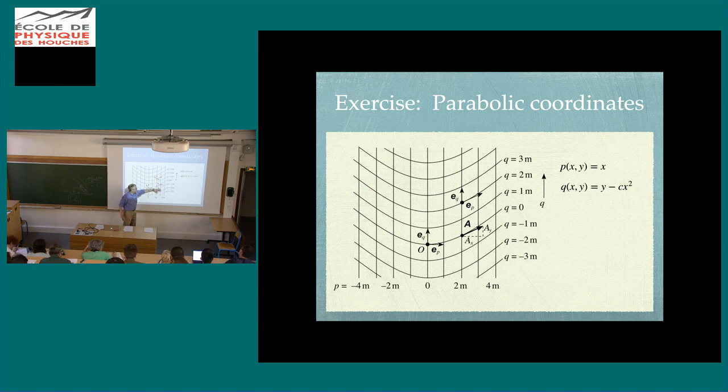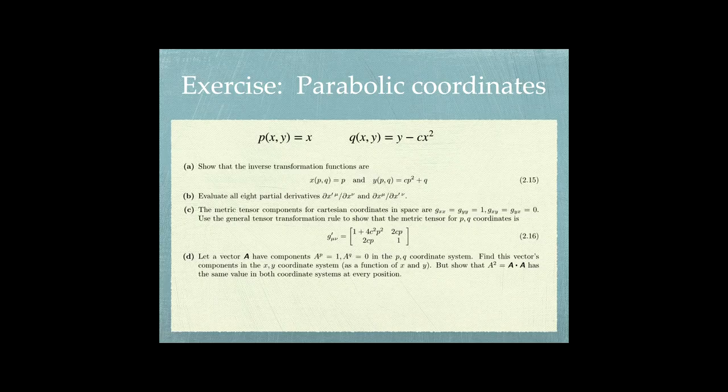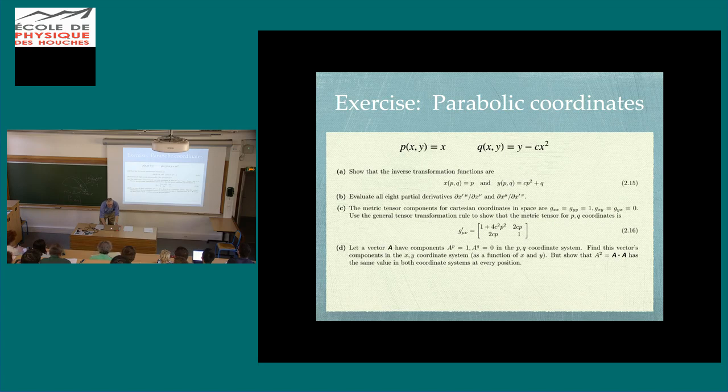And if I have a vector A, I can talk about components in the background Cartesian coordinate system, but they'll be different than they would be in the parabolic coordinate system. So let's think about this. We're kind of running short on time, so I'm going to skip over some of the things here, but let's see.